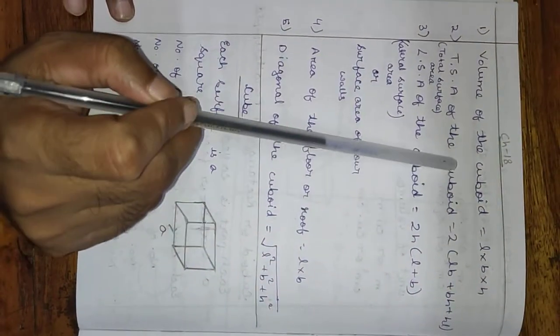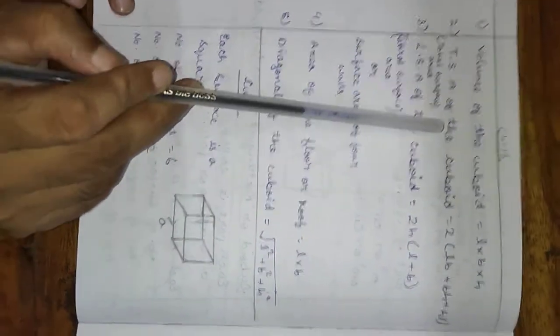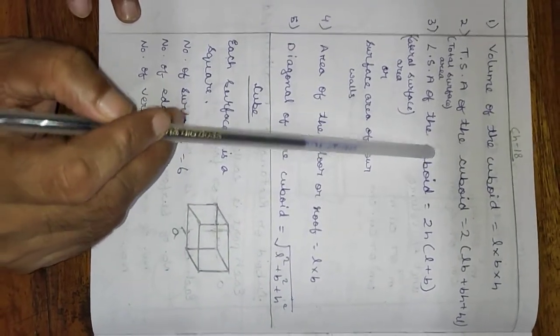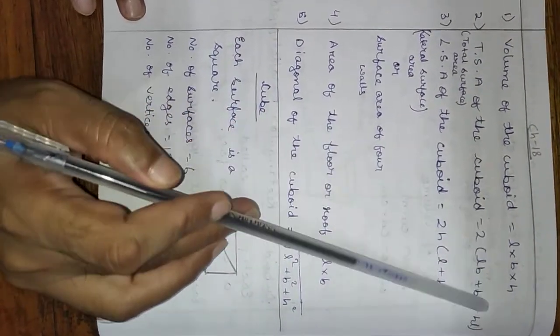We are in chapter 18. Already I have started a new chapter, that is volumes and surface areas of solids. I'll repeat the formula again. Volume of the cuboid: L into B into H.